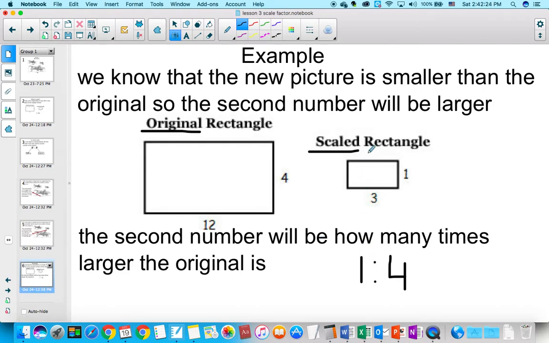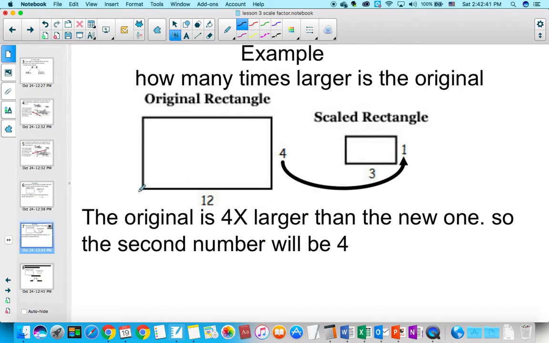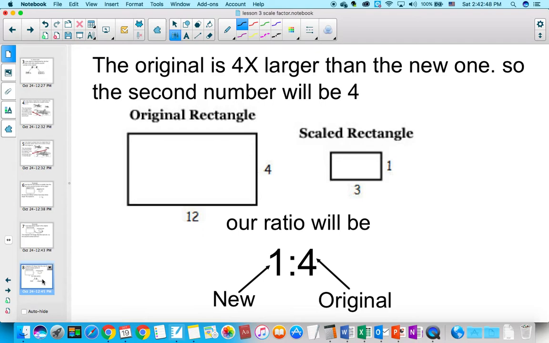This is saying that our scaled drawing, the new drawing, is 1, and the original is 4, right? So you're saying that this scaled rectangle is a 1 to 4 relationship to the original rectangle. How many times larger is the original? So we can see that the original is 4 times larger than the new one, so the second number will be 4, and the new rectangle will be represented as 1. These numbers represent the relationship, not the actual height, right? Yes, the height is 1, but we don't put a 1 there. The reason why we put a 1 there is because the original rectangle is 4 times bigger than the new one.